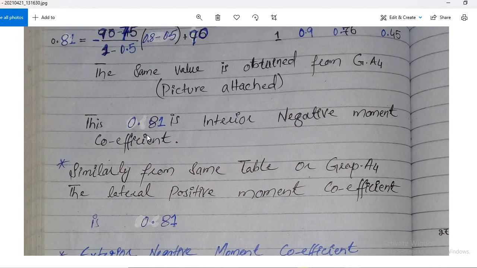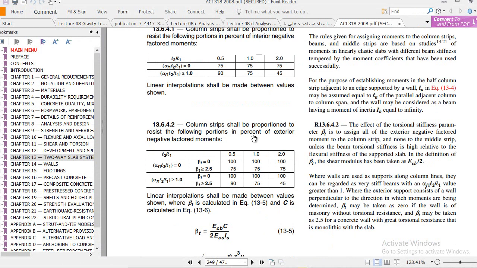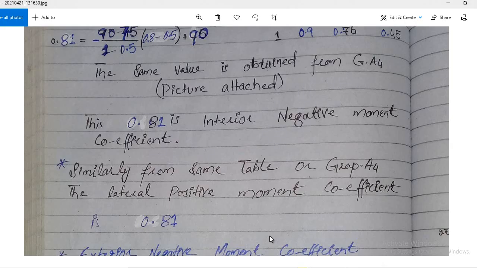Now this 0.81 is the interior negative moment coefficient, because this table is used for, as you see here, which is written clearly, for interior negative moment. Now for exterior negative moment, that is E negative, you have to use this table. So let's see how to use this table.